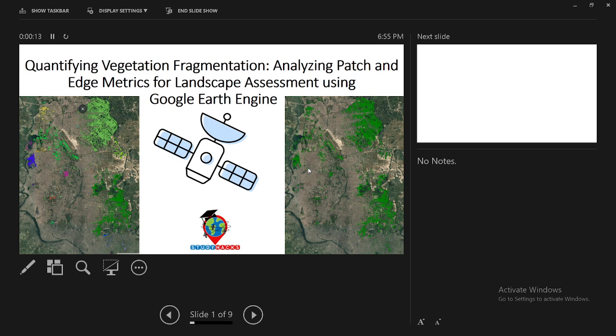Today I will discuss a very important topic: how we can easily quantify vegetation fragmentation, analyzing patch and edge metrics for landscape assessment using Google Earth Engine. I will try to explain all the details, so I hope that after completing this full tutorial you can easily quantify vegetation fragmentation and also analyze the patch and edge metrics for landscape assessment using Google Earth Engine.